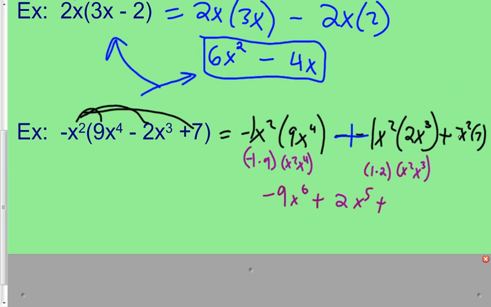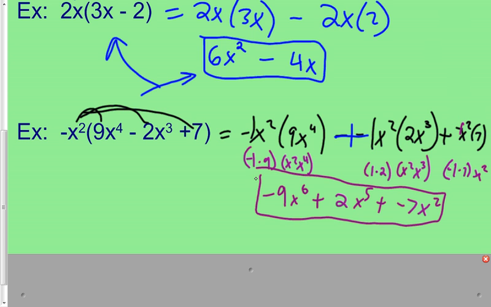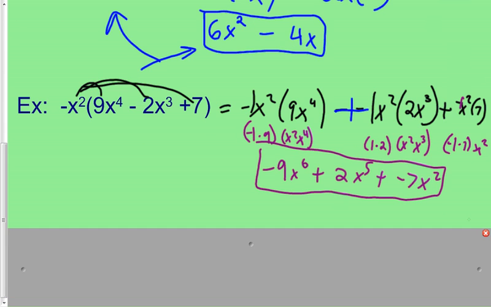But this time it's going to be negative, we'll put a negative 1 in front of it, negative 1 times 7. And then we have just x squared after it. So we'd have negative 7x squared. All right? Nothing else can be combined. That is the simplified or the expanded version of this multiplication here.